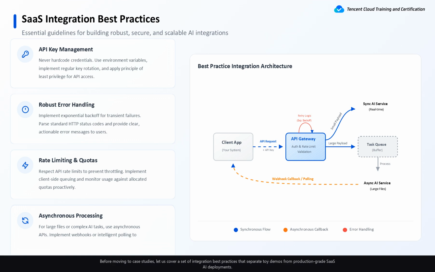Before moving to case studies, let us cover a set of integration best practices that separate toy demos from production-grade SaaS AI deployments. First, API key management. Never hardcode secret ID and secret key in source code or commit them to Git. Use environment variables or a secrets manager. Rotate keys on a schedule and apply least privilege so each key only has access to the services it actually needs.